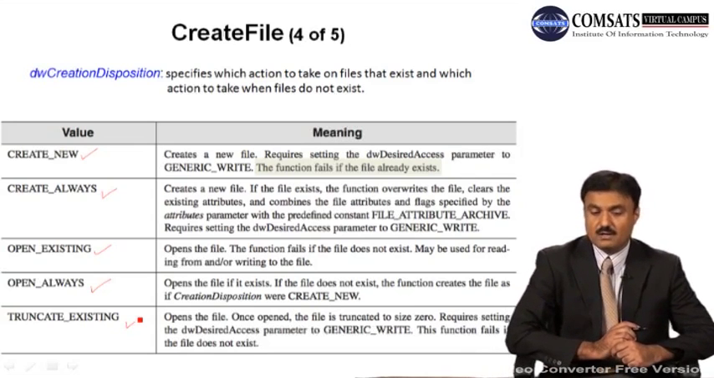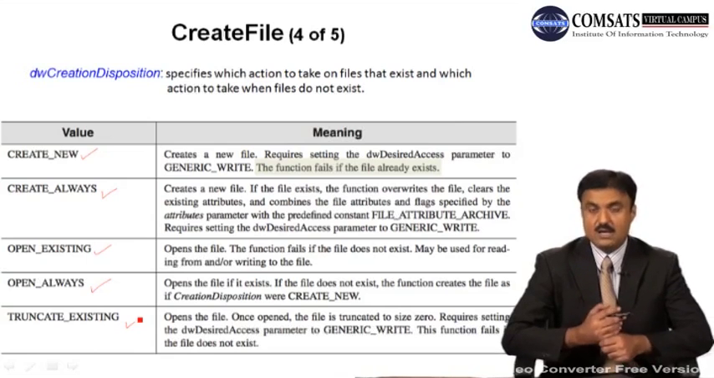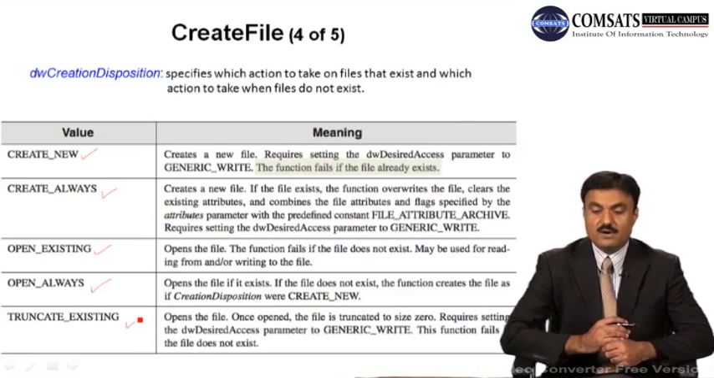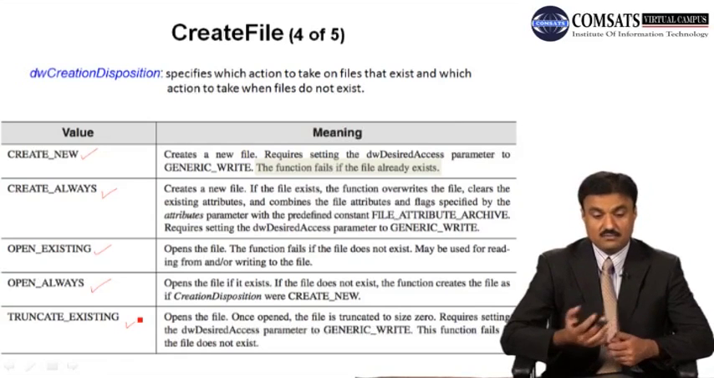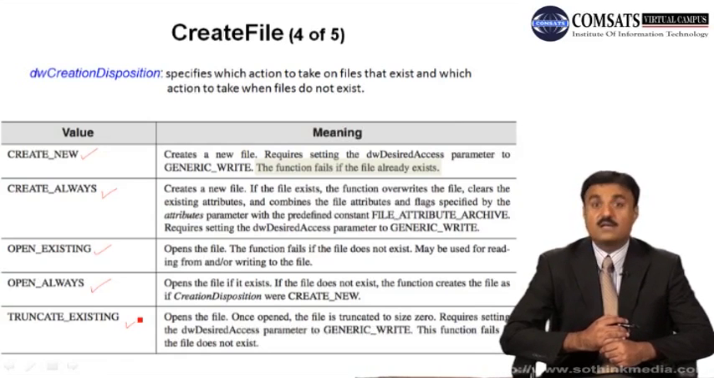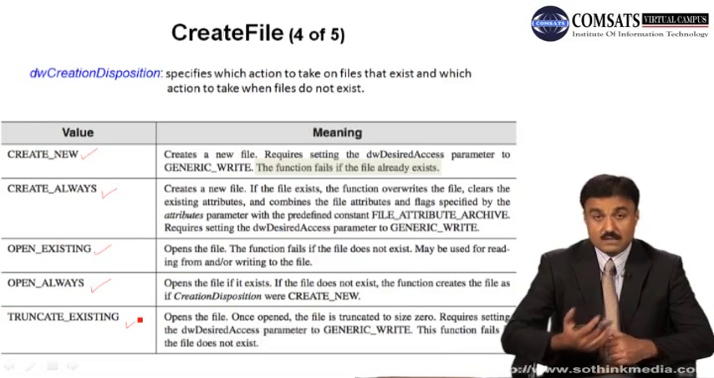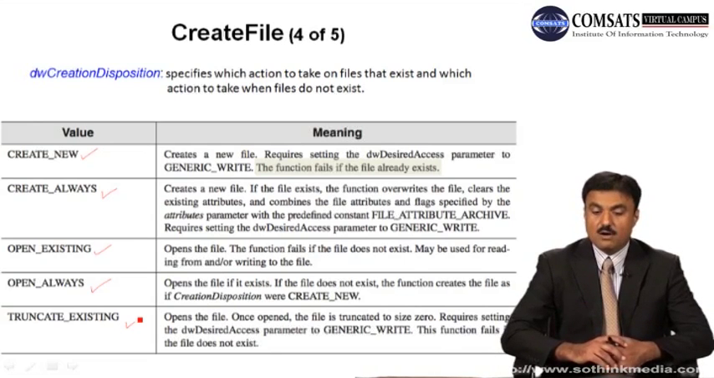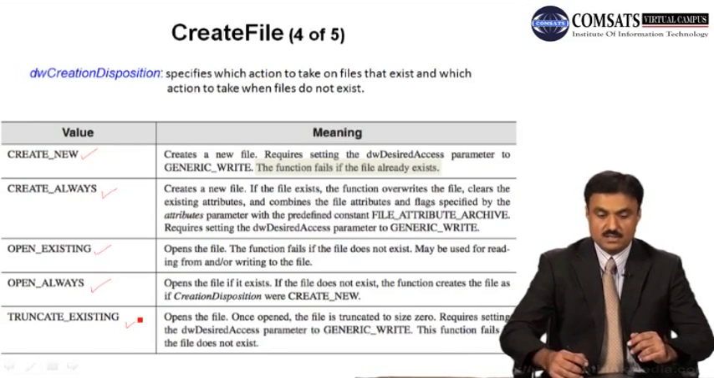So CREATE_NEW will create a new file. If the file already exists, the function will fail, and so on. CREATE_ALWAYS will also create a new file. However, if the file already exists, the function will override the file, whatever the previous information is.